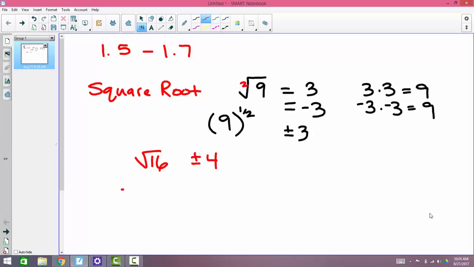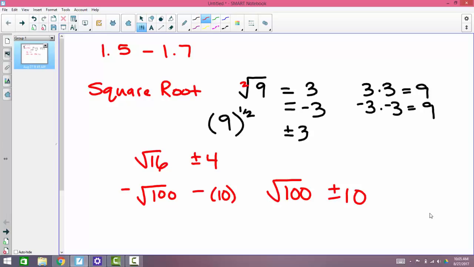What about the negative square root of 100? And that would be -10. And then the square root of 100 would just be positive or -10.